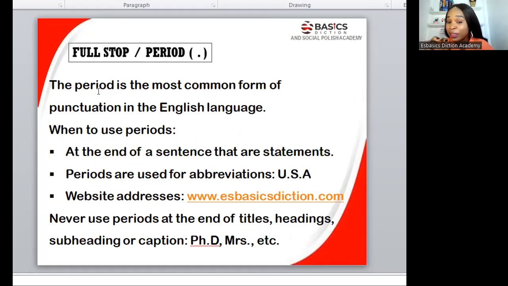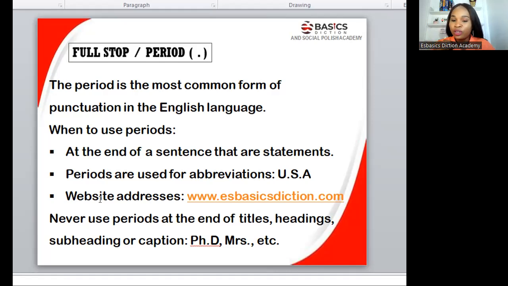Use periods at the end of a sentence that are statements. For example, Coach Juliet is teaching. That's a statement. If you have to write it down, it should end with a full stop. Periods are used for abbreviations. Example, U.S.A., U.K. When you write USA or UK, you separate the initials with a period.